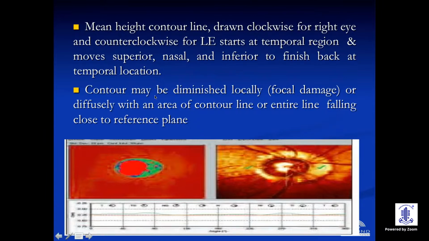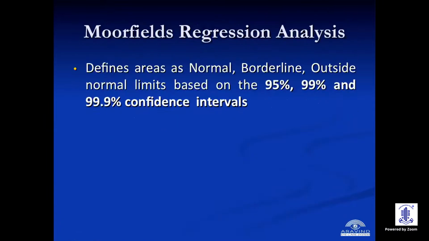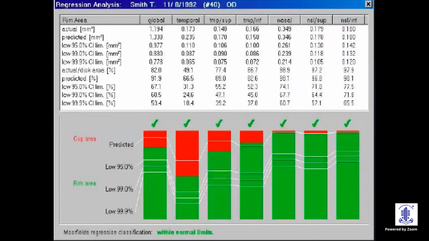As I was mentioning, the contour may be diminished locally, or it can even fall at the red line, but it can never go below the reference plane. It may be diminished locally, which is the focal damage, or diffusely, with the entire line falling close to the reference plane. So for the postgraduates to understand, the Moorfield regression analysis defines areas as normal, borderline, or outside normal limits based on 95%, 99% and 99.9% confidence intervals.